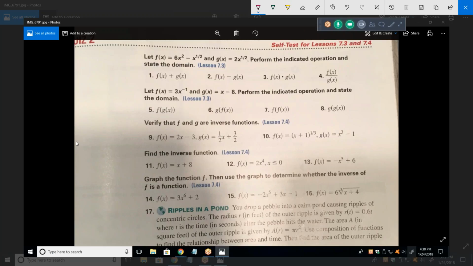All right, now let's go back and do 9. Now, how do you prove that f and g are inverse functions? Here's how you do it. If f and g are inverse functions, then this has got to be true. So does this.